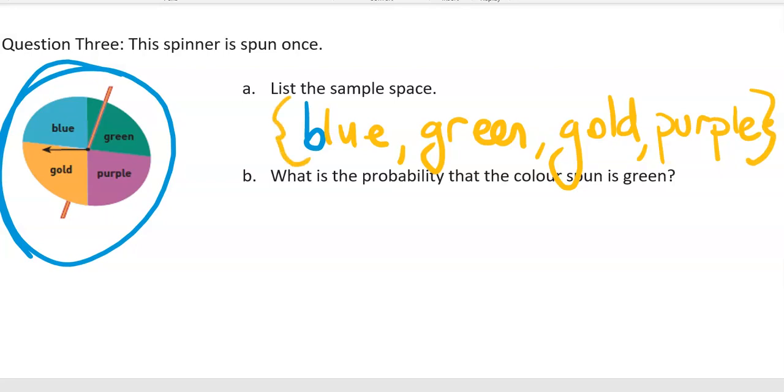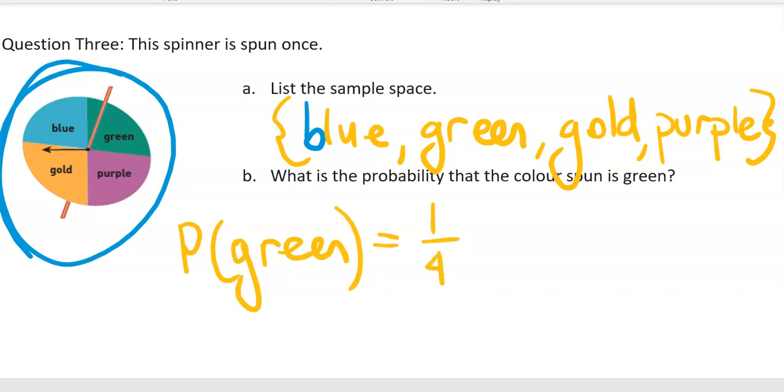What's the probability that the color spun is green? Well, the probability of spinning a green, how many greens are there? There's 1. So it's 1 out of 4 because there's 4 different options. So probability of a green, 1 out of 4.